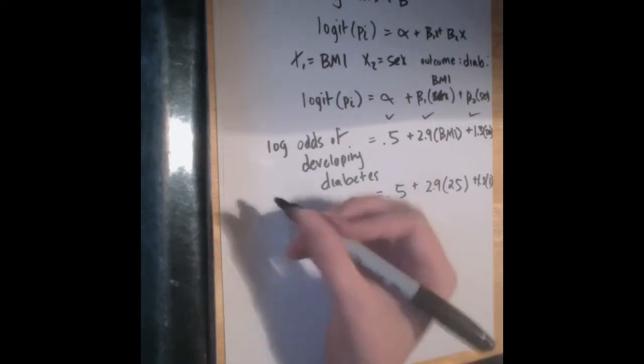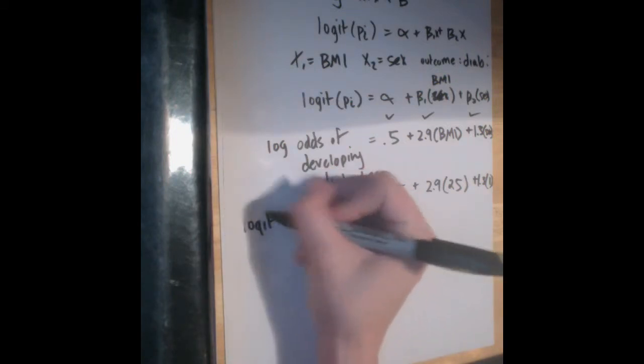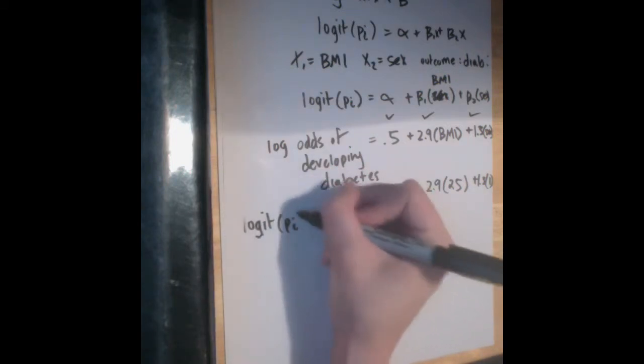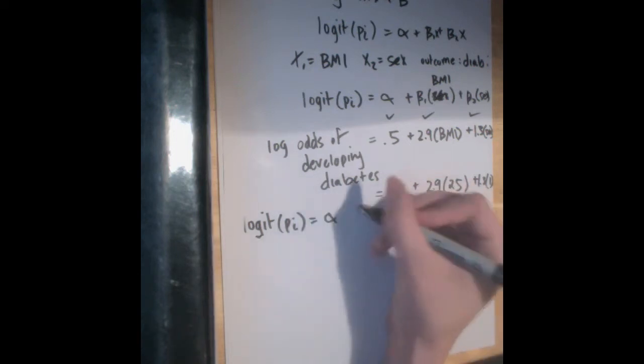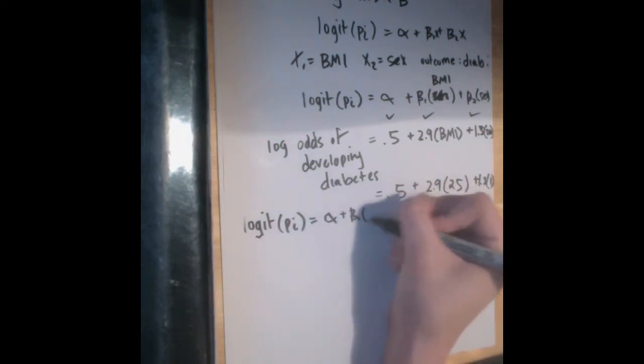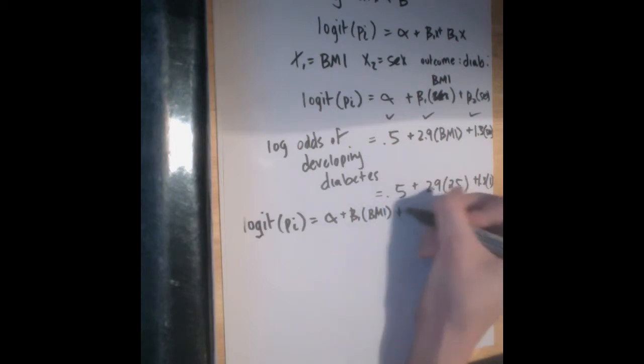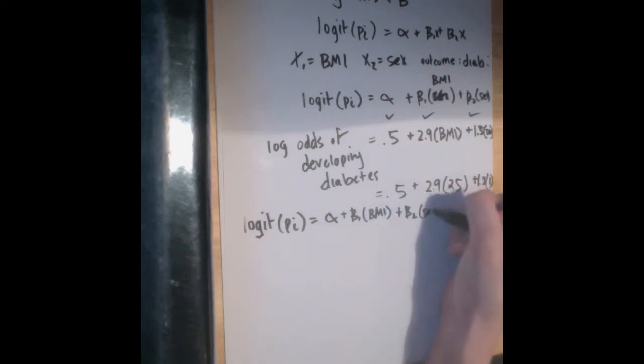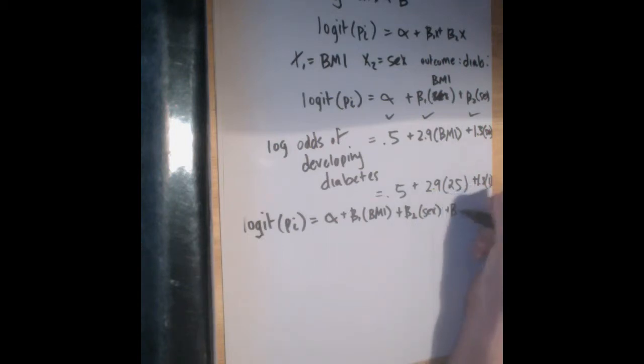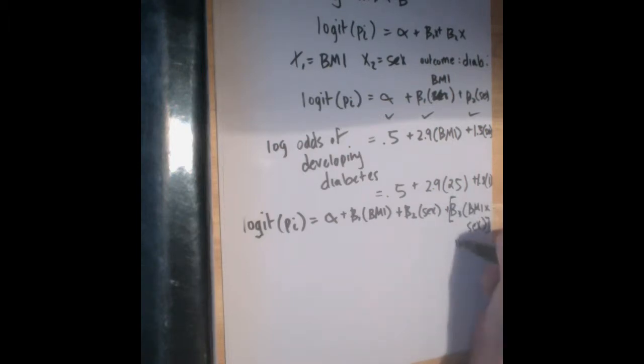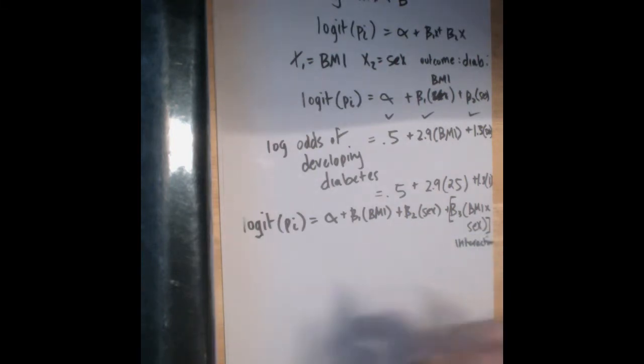So we're going to basically do the same thing. We're going to have logit of pi equals our constant term plus beta 1 BMI plus beta 2 sex plus beta 3 BMI times sex. And this right here, which I'm temporarily just blocking off, is our interaction. Again, need to leave more room.